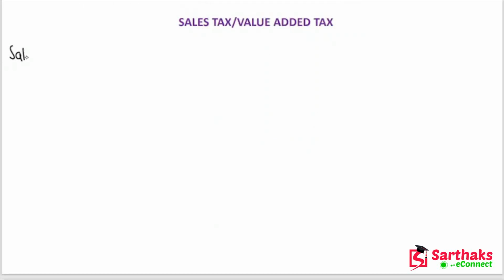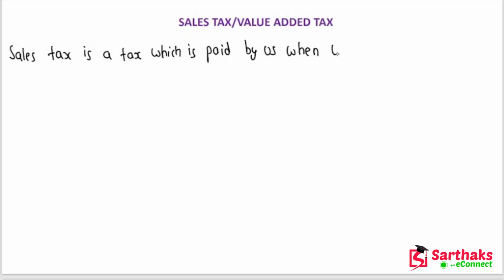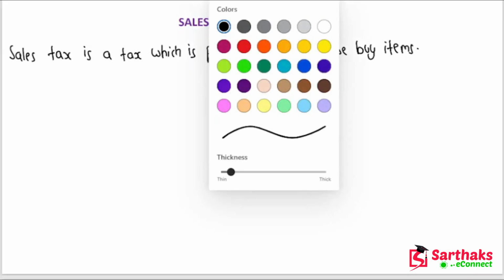Sales tax is a tax which is paid by us when we buy items. Whenever you buy, you must be paying some sales tax. Sales tax is charged by the government on the sale of an item. Whenever an item is sold, the government charges some tax. The shopkeeper takes it from the customer and gives it to the government.